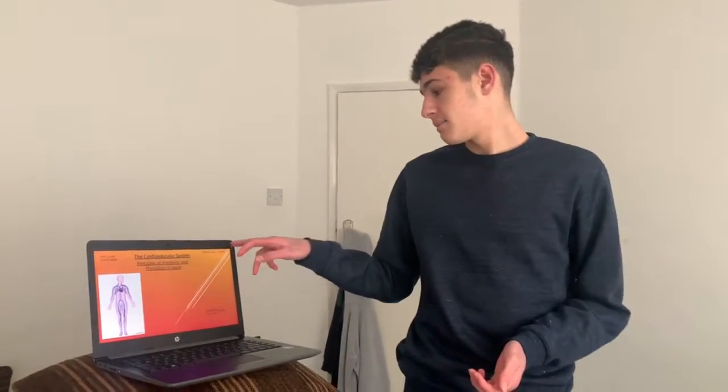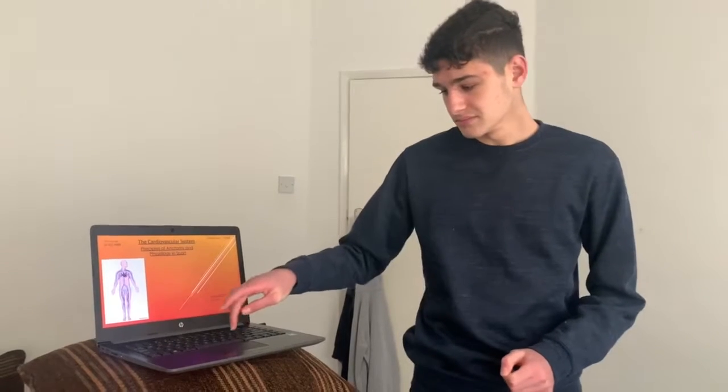Today I'm going to talk about the cardiovascular system in principles of anatomy and physiology in sport. The criteria is Unit 1, P5. Also the unit code is D552-4888.